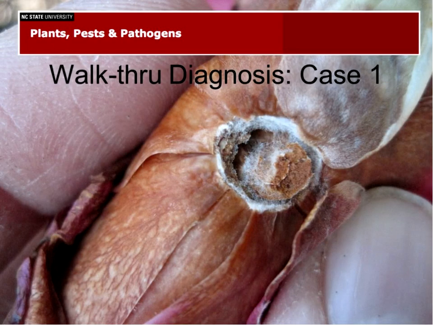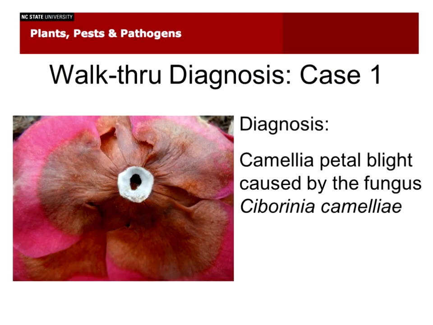And if we look at it even more closely on a different blossom, we can see very clearly that that fringe of white isn't a normal plant part. This is actually fungal mycelium, we call it, indicating the presence of the organism that caused the blossoms to blight. And this is a pretty straightforward diagnosis when you have a disease called camellia petal blight. The fungus is called Ciboria camelliae.